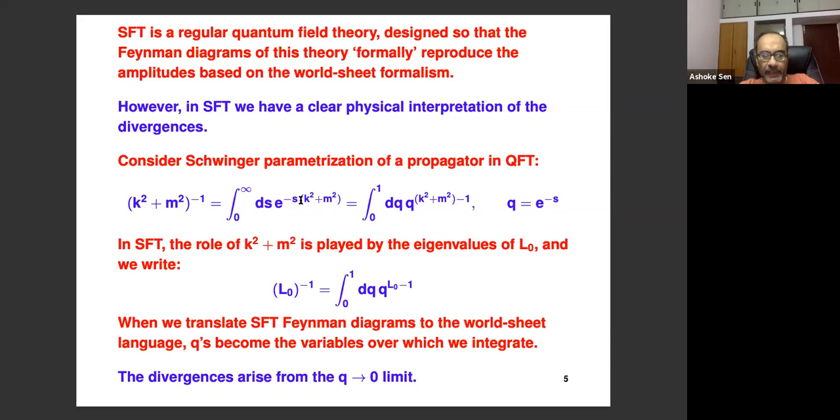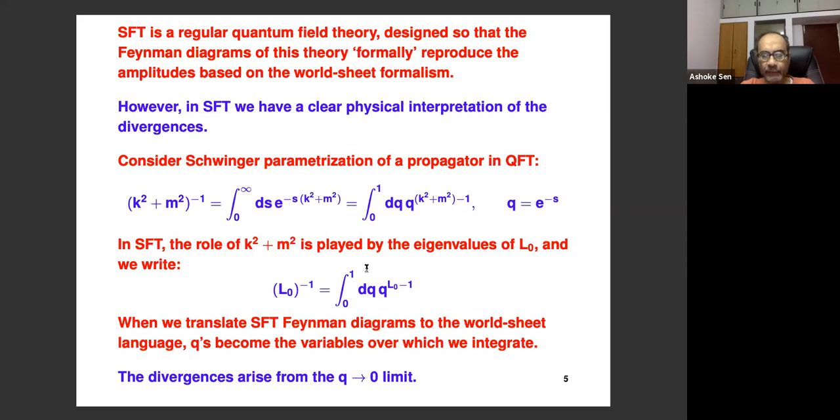And the analog of the Schwinger parametrization that we see here can be written like this. So L0 inverse is given by this integral over here. Now, the advantage of using this Schwinger parametrization is that once you do that, the momentum integrals can be done very easily. And in string theory, this parametrization also allows us to sum over all the internal states in a Feynman diagram.